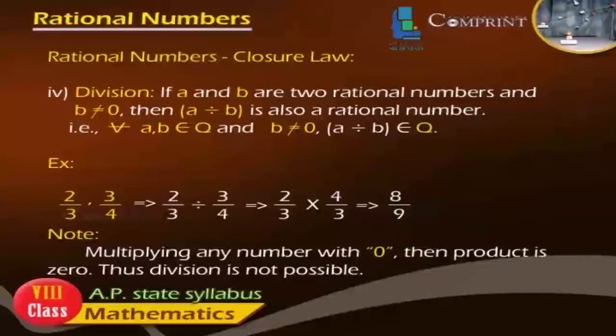Note, multiplying any number with 0, the product is 0. Thus, division is not possible.